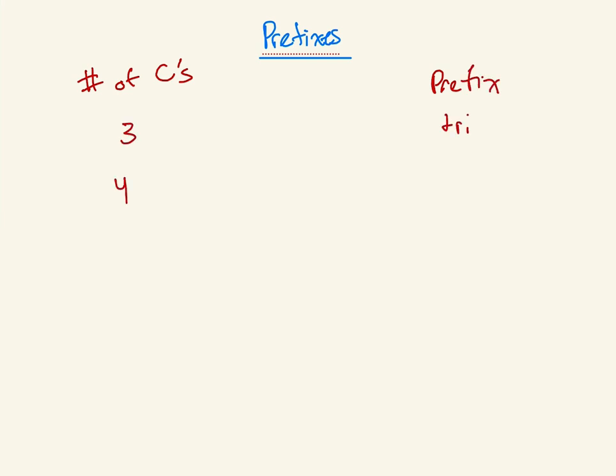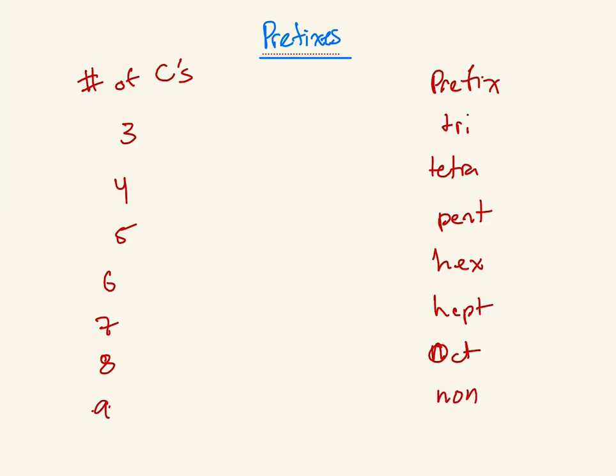And so the prefixes are going to be for the number of carbons, and then the prefix. If we have 3, that's tri. 4 is going to be tetra. 5 is pent. 6, hex. 7, hept. 8, oct. And then 9, no, but I'm never going to give you a 9 carbon carbohydrate.